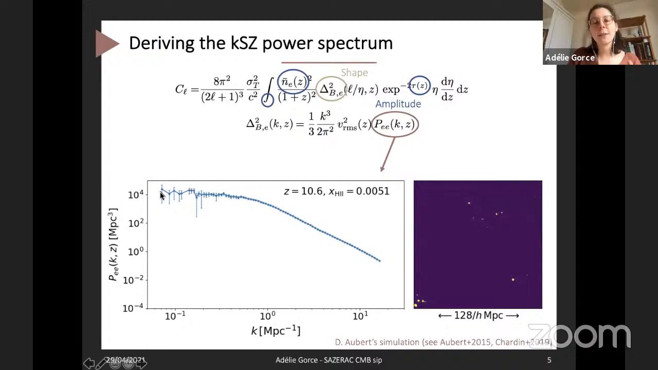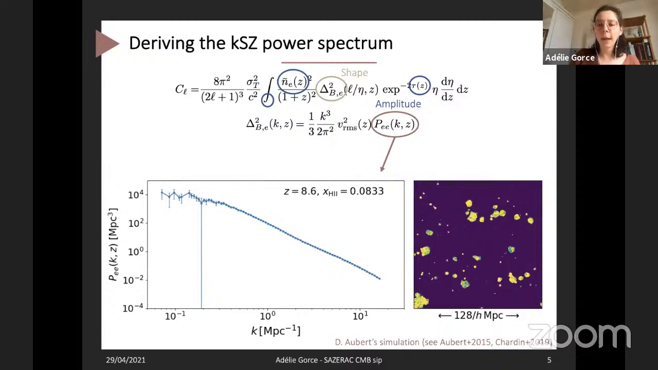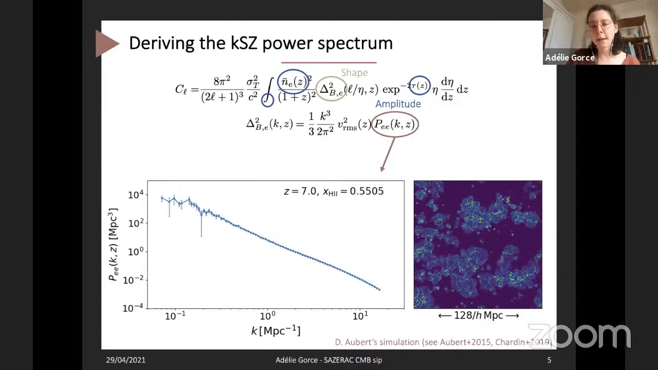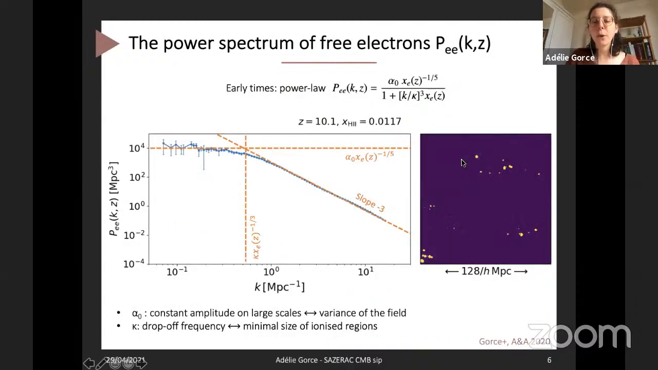So we looked at how this power spectrum evolves in time in a highly resolved radiative hydrodynamic simulation. And you see that at the beginning, the structure is very simple, just flat, and then it decreases. As time goes by, electrons start to follow more and more the matter distribution, and so you end up with something that is purely a biased matter power spectrum. So if we focus on the early time power spectrum of electron density, we can easily parameterize it in terms of 2 parameters, alpha naught and kappa, and the global history of reionization.